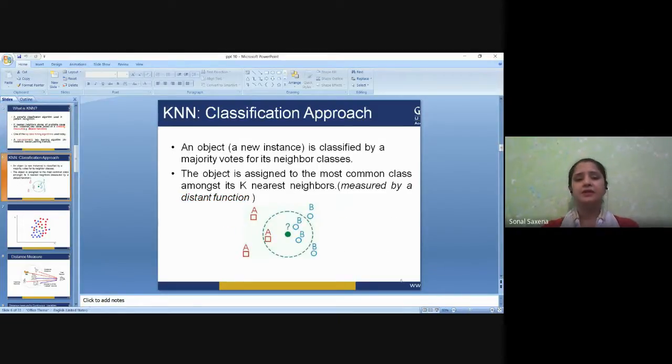Now, how does it classify? What is the approach of the k nearest neighbor algorithm which it implements over the given classification problem? So understand, an object which we call a new instance, right? Because it is instance-based learning, we are calling a new object a new instance. It is classified by a majority of votes of its neighbor classes, right?